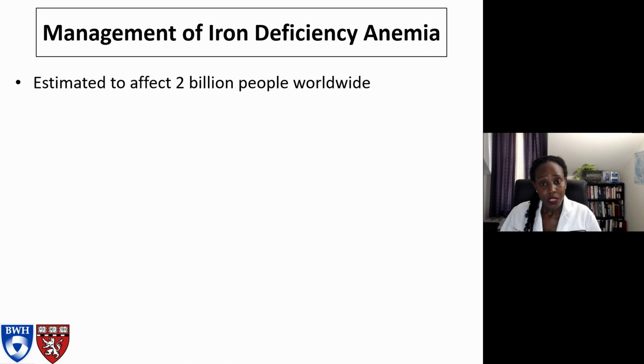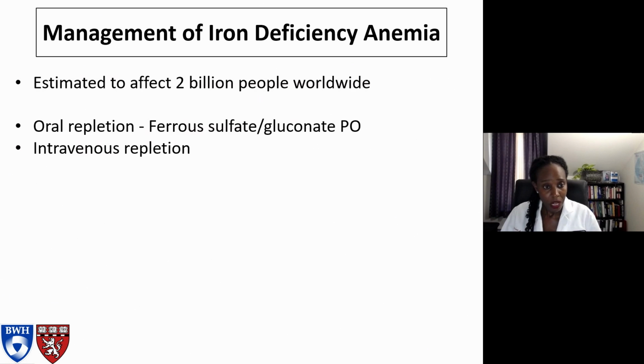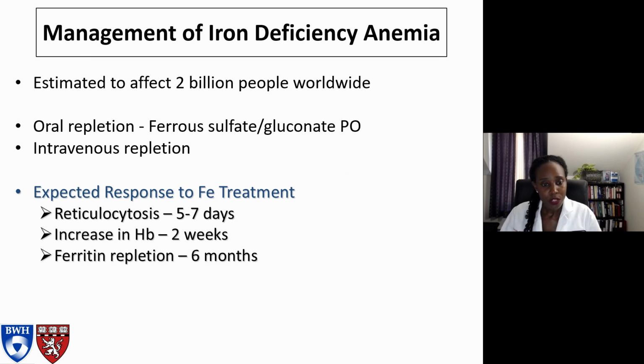It's estimated that 2 billion people worldwide have iron deficiency anemia. First-line therapy is oral iron of really any formulation, but intravenous repletion has become more common, especially now that there are more intravenous formulations available that are safe. We expect reticulocytosis within a week of starting iron, whether it's oral or intravenous. There should be an increase in hemoglobin within 2 weeks, maybe not to normal, but at least an increase. And ferritin repletion may take up to 6 months. So if you do not see these responses, it's important to look for a different cause of the anemia.